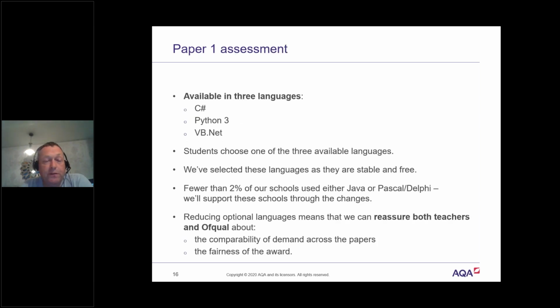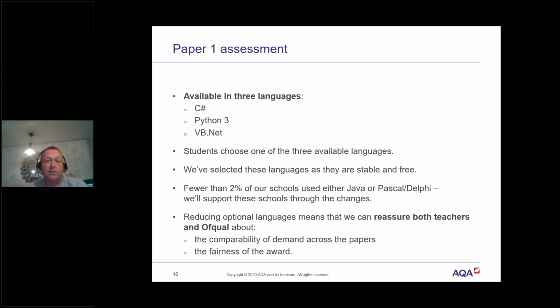So paper 1 is available in one of 3 languages, so C#, Python 3 and VB.NET. Each of the languages will have a separate examination paper. So when your examinations officer makes an entry, you make an entry for a specific language.